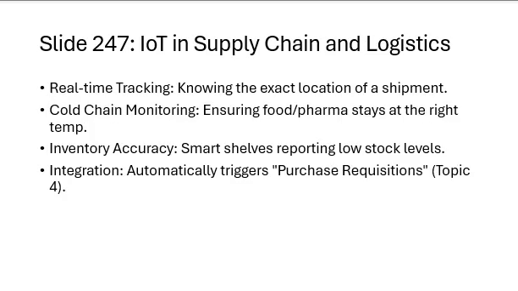Okay, IoT in supply chain logistics. We have real-time tracking that shows exactly the shipment location instantly. Cold chain monitoring will ensure food and pharma safety. Smart shelves report low inventory stock levels automatically. Integration triggers a purchase requisition when stock decreases. So the IoT improves the accuracy of supply chain operations.